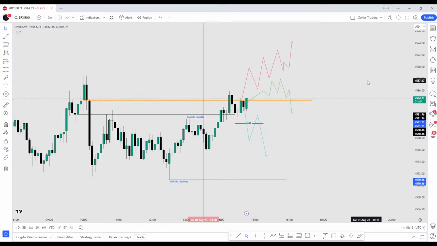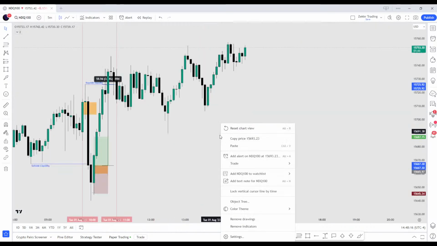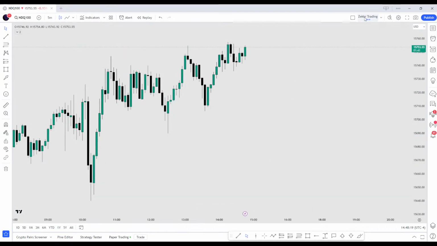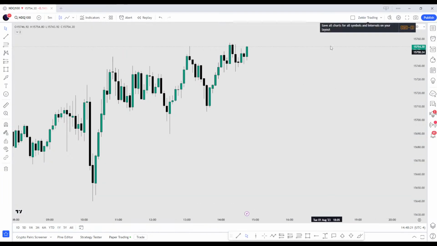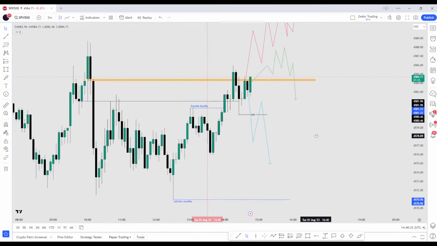But this is the silver bullet basically, as ICT teaches. I can also use my indicator, but this is just for the indicator purposes and for you guys that are still learning. Once you learn the silver bullet craft, you don't really need an indicator.